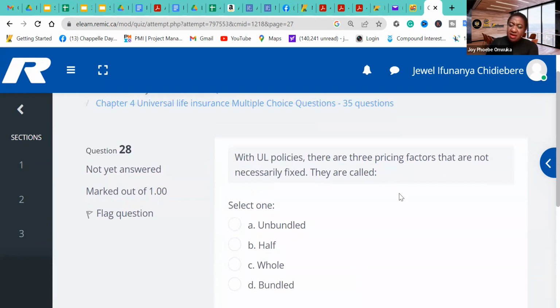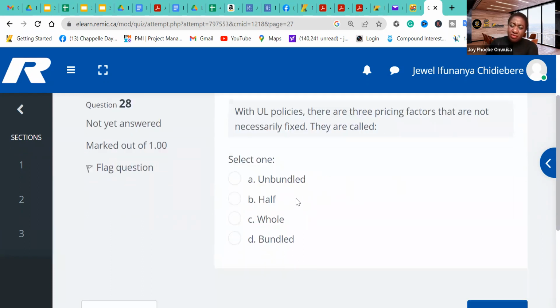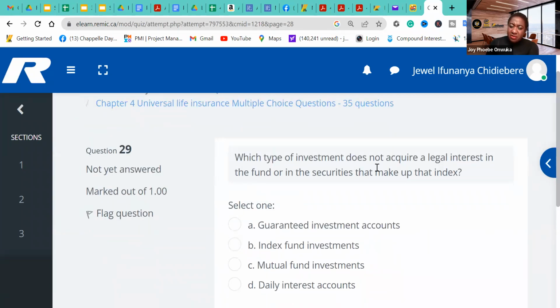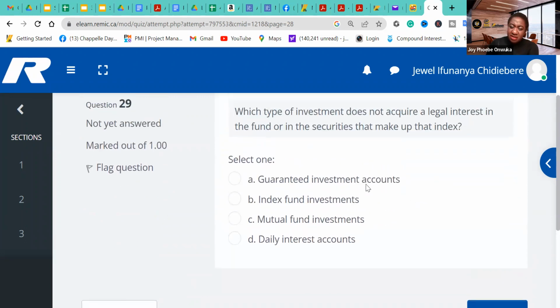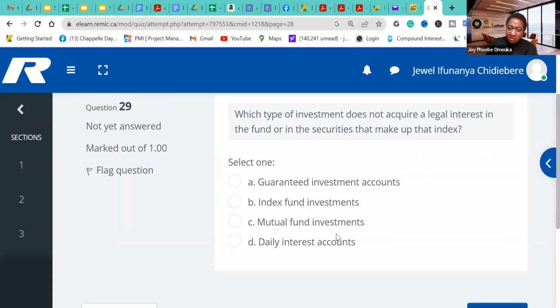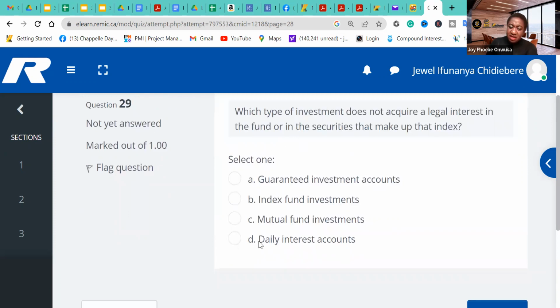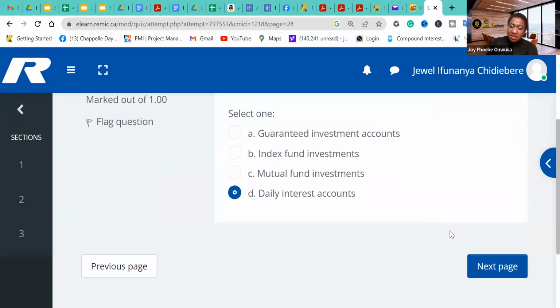Question 28. With a UL policy, there are three pricing factors that are not necessarily fixed. They are called unbundled. Whole life is bundled. Which type of investment does not acquire a legal interest in the fund or in the securities that make up the index? Guaranteed investment account, index fund investment, mutual fund investment, daily interest. I have no idea. I'll just go with daily interest account and then we'll see.